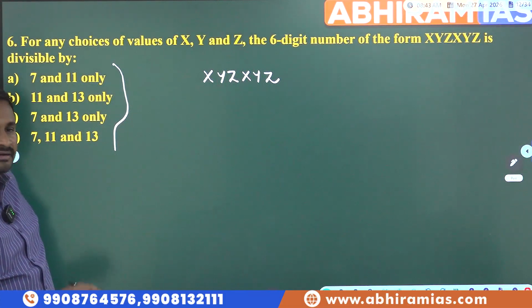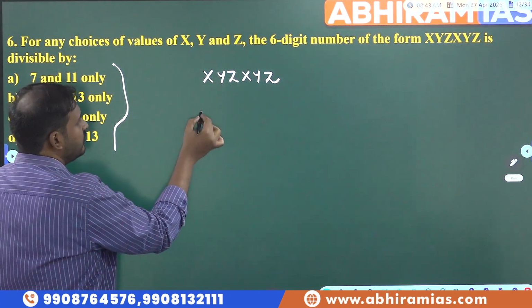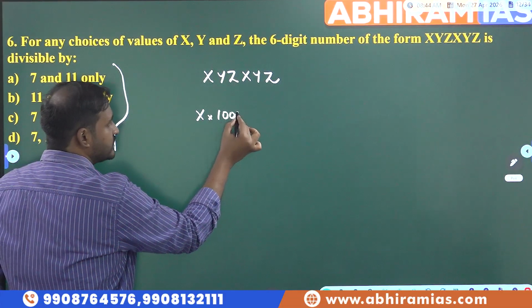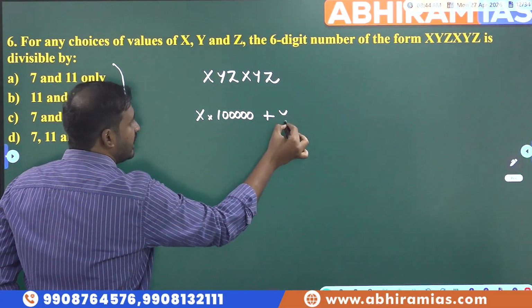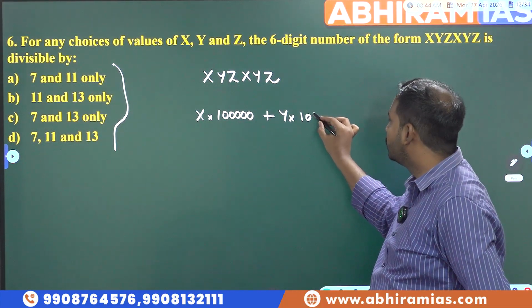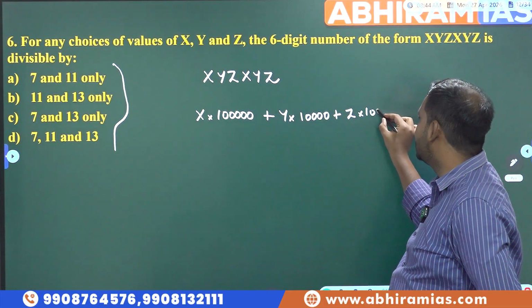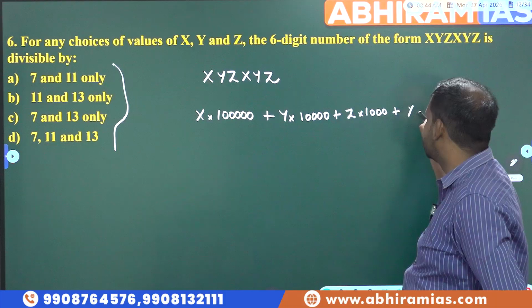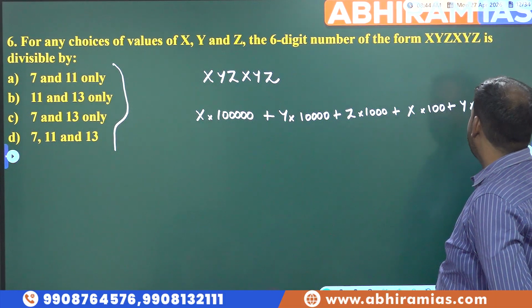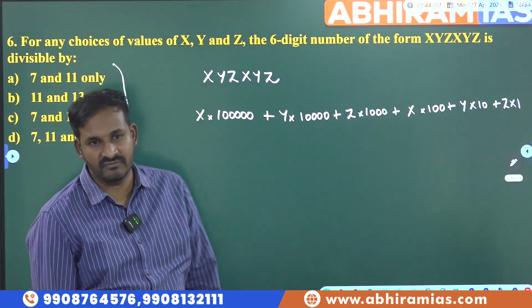But in general, to expand from this side, we get confused, right? Why? Because it is 6 digits. So x into, after x how many digits I have? 5. So 1 and 5 zeros. Plus y into, after y how many digits are there for me? 4. So 1 and 4 zeros. Plus after z how many digits I have here? 3. So z into 1000, plus x into 100 plus y into 10 plus z into 1. This is how we expanded.